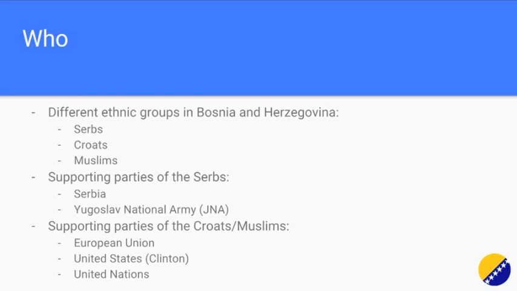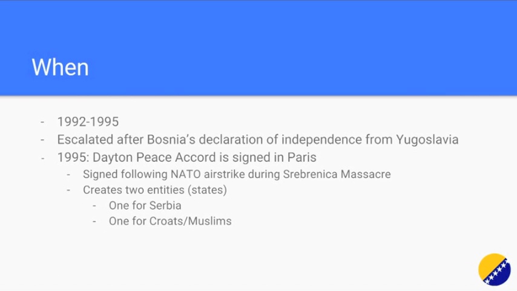The supporting parties of the Croats and the Muslims were the European Union and the United States, mostly Clinton. He's the one that really pushed for aid for them, and to some extent the United Nations. They did try to remain neutral in the situation, however, they did need to send peacekeepers in order to protect the Muslims that were being ethnically cleansed. So that's why I'm listing them under that heading, I guess. It occurred over the years of 1992 to 1995. It was 3 years long.